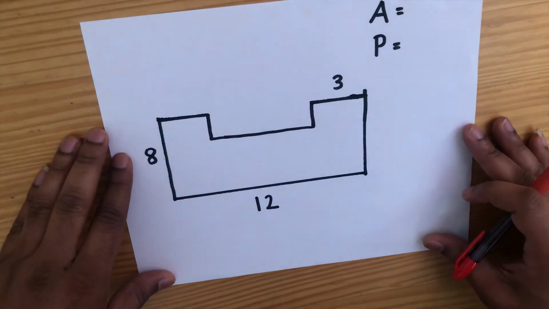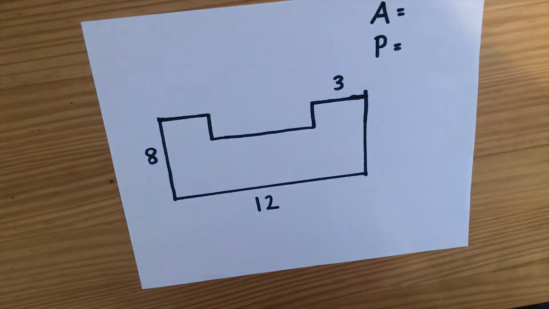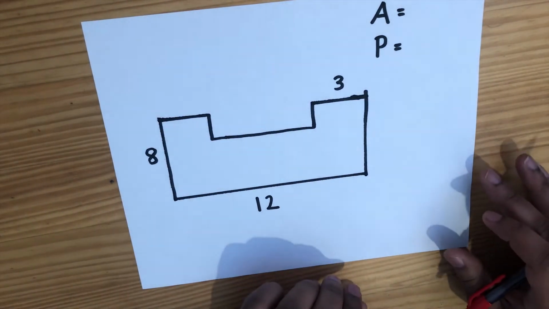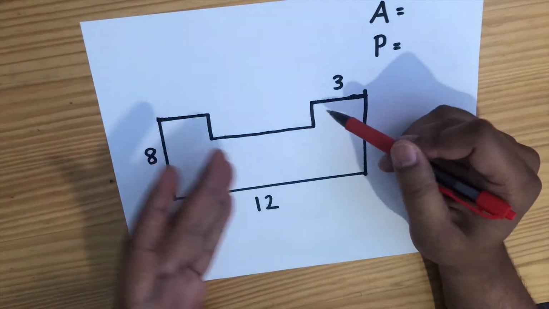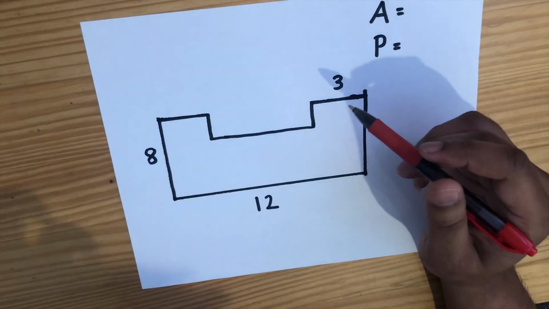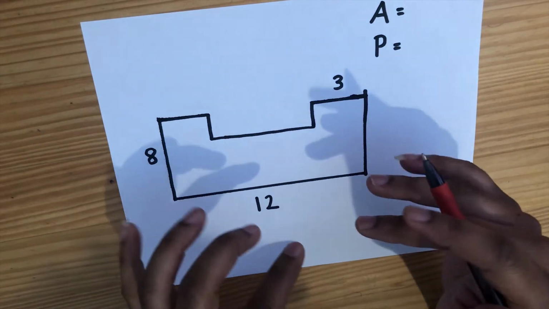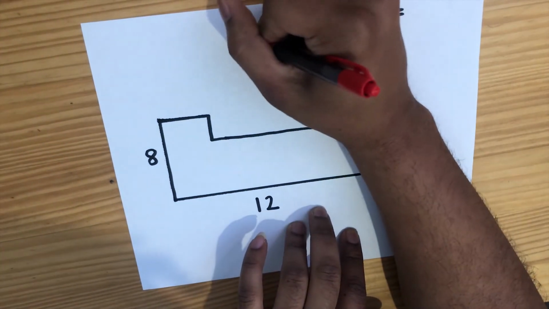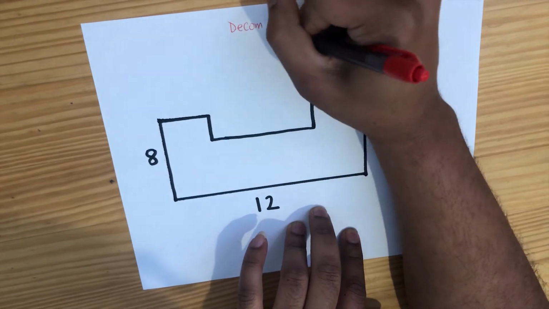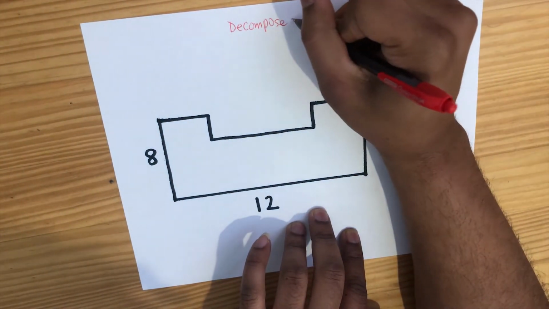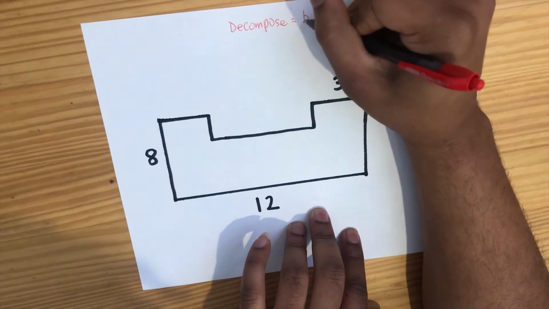Now here in this example, we see a shape, and there's a lot going on. We're trying to find the area and perimeter of this shape. Now, there's a lot of different things going on with this shape. The best way to find the area and perimeter of the shape would be to decompose the shape. Now, my students already know decompose simply means to break apart.